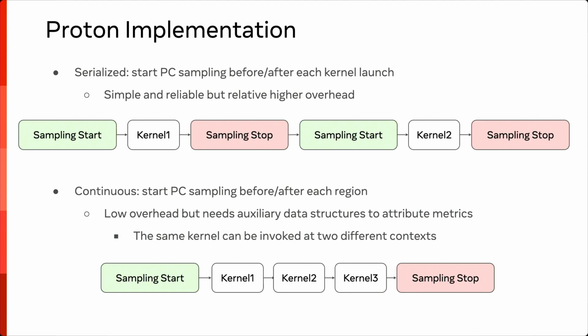Another more fancy functionality we have developed but not enabled is continuous PC sampling. It allows you to start instruction sampling before and after each region without stopping the GPU kernel being launched and running. That means it's going to profile asynchronously until the point you call PC sampling stop. It achieves lower overhead and also allows kernels running concurrently using two different streams on the GPU. But it does need an auxiliary data structure or algorithm to attribute metrics, because the same kernel can be invoked in two different contexts.